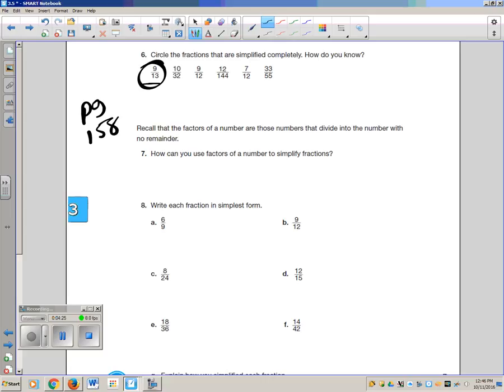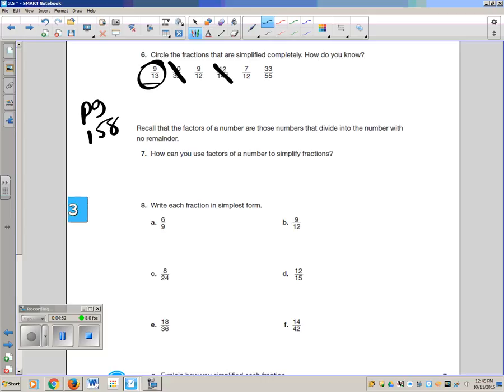10/32. Whenever both numerator and denominator are even, you know that they can be divided by 2, so it's not reduced. 9/12. Think of the factors of 9: 1, 3, and 9. Factors of 12 are 1 and 12, 2 and 6, 3 and 4. This one is not reduced because I can divide them both by 3. 12/44, once again, they're even. It's not reduced.